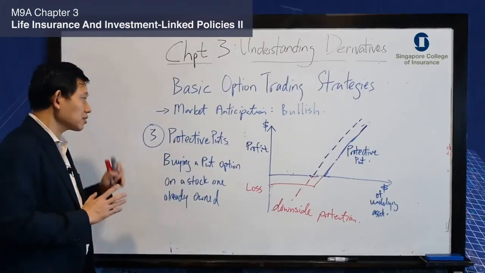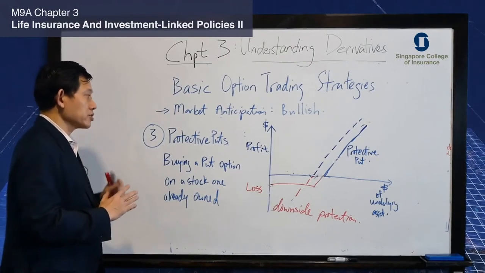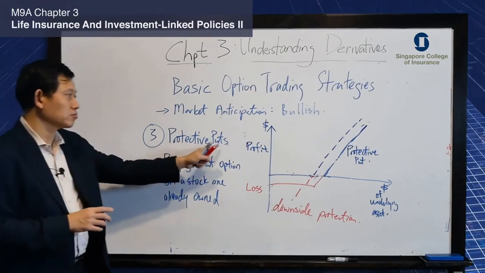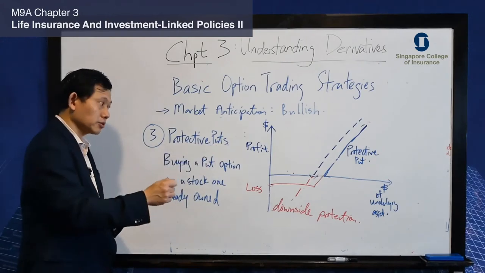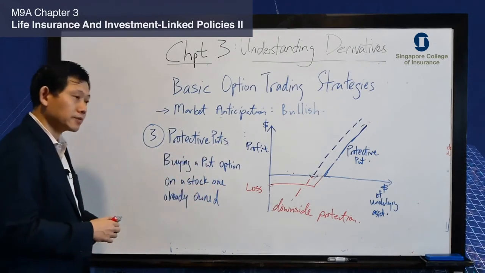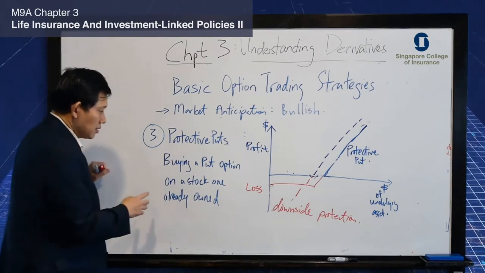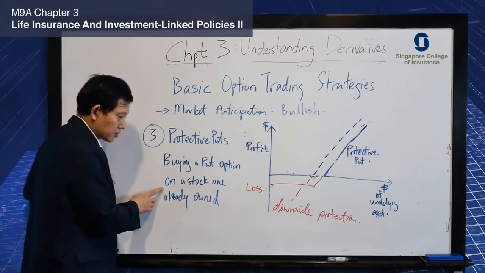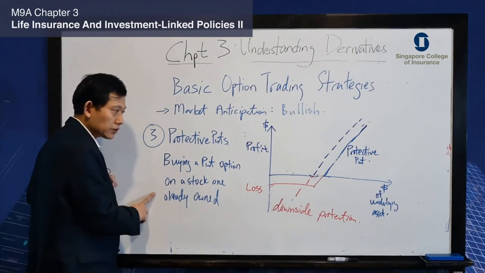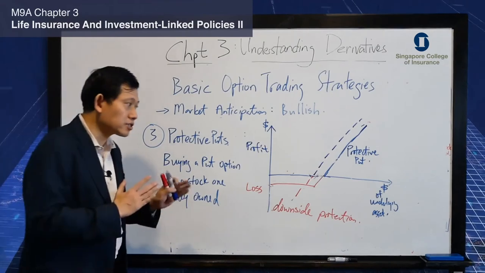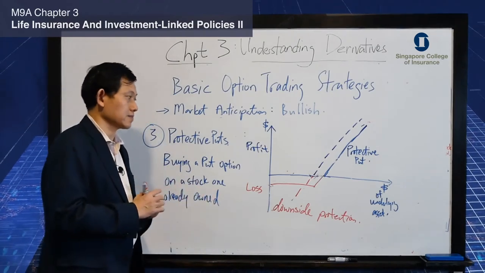Okay, the third bullish strategy is what we call a protective put, a put option. A put option is an option that allows you to sell the underlying asset at a specific price at a specific time. In this situation, you already own a portfolio of stocks. What you want to do is have some sort of downside protection just in case.